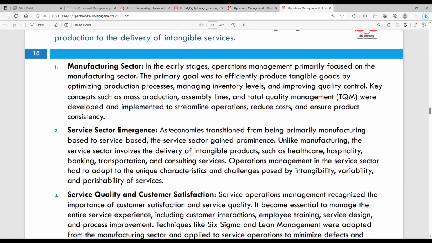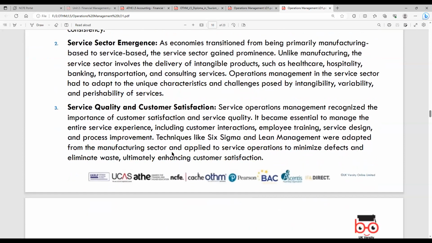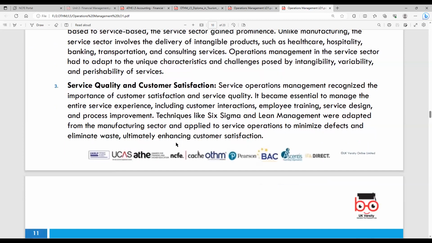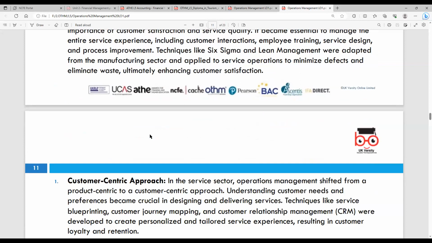So it diverted its attention from manufacturing into the service sector by introducing service levels, by introducing quality and customer satisfaction techniques like total quality management, and looking at the inspection, making sure that there are minimum defects, little wastage or eliminating wastage, making sure that customers are happy. So different techniques have been introduced over the years into service quality, like employee training, service design, customer interaction, and making sure that Six Sigma and lean management are introduced into the organization so that the service improves. So it has developed from manufacturing into the service.